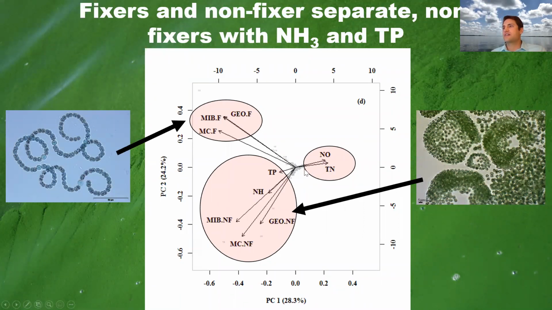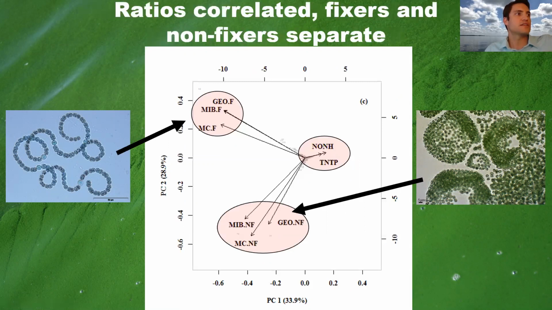Total nitrogen here, you can see, is almost opposing total phosphorus, right? So they're inversely related, and nitrate was highly correlated with total nitrogen. So the next slide shouldn't be that surprising, because we can see these same groups, again, the fixers group together and the non-fixers group together.